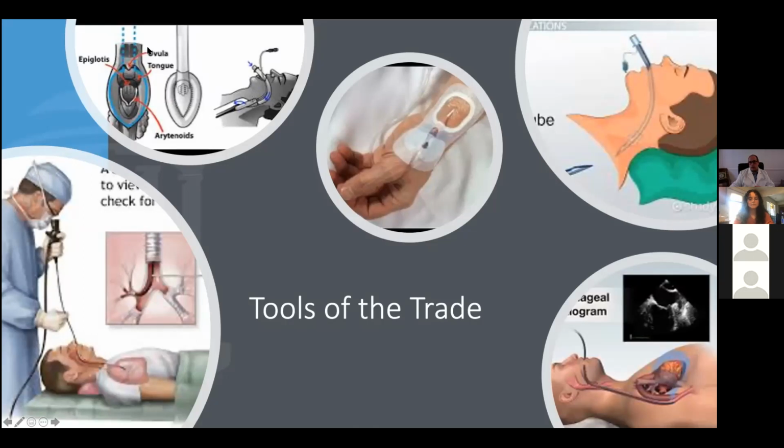This is a laryngeal mask airway, we call it. It's a device that we can put in once we put patients to sleep, and we can use this to help breathe for them. You can either use this type of device, or you can use an endotracheal tube over here on the right.